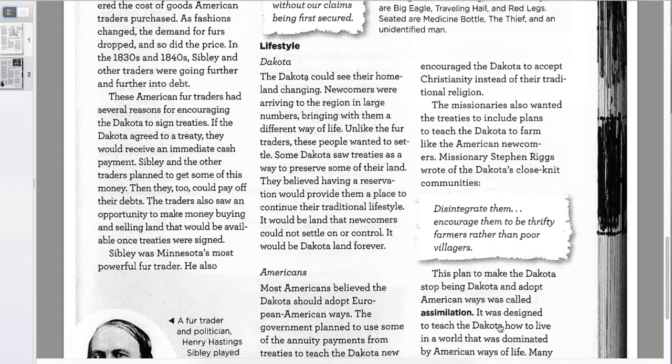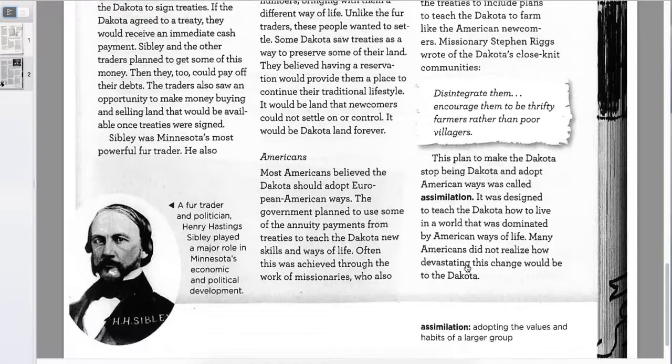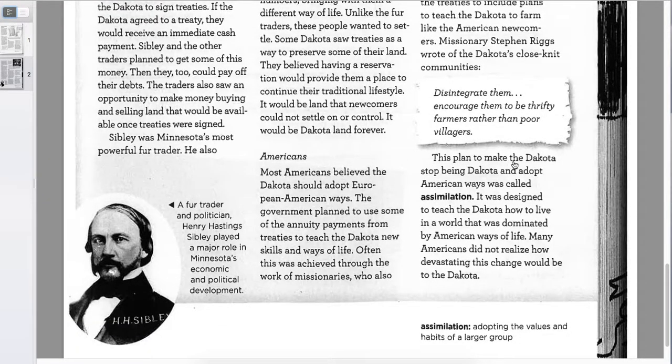So, based on what we just read, there's more. This plan to make the Dakota stop being Dakota and adopt American ways was called assimilation. It was designed to teach the Dakota how to live in a world that was dominated by American ways of life. Many Americans did not realize how devastating this change would be to the Dakota.